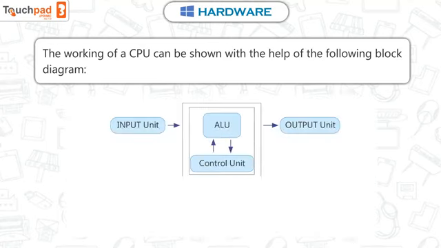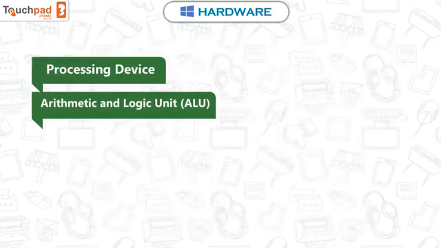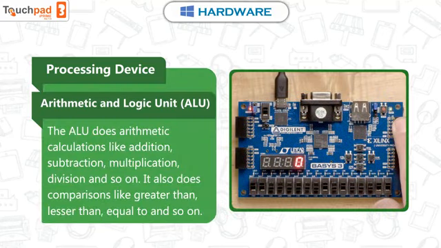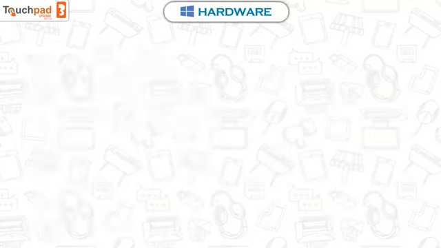ALU, control unit, memory unit, input unit, output unit. Arithmetic and Logic Unit, ALU. The ALU does arithmetic calculations like addition, subtraction, multiplication, division, and so on. It also does comparisons like greater than, lesser than, equal to, and so on.